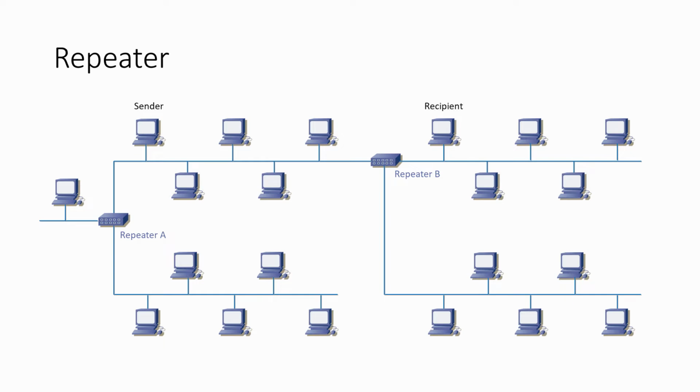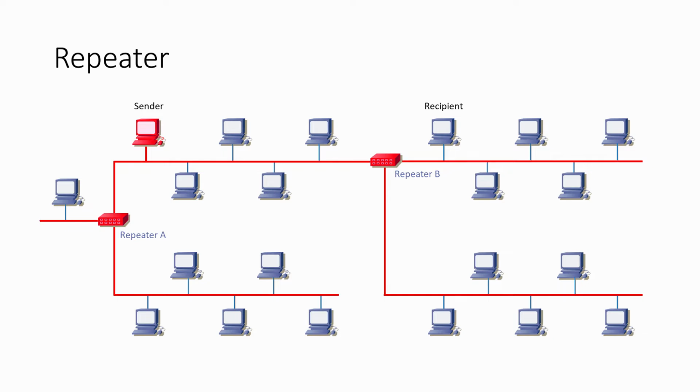When the sender broadcasts a packet, repeater A retransmits the packet onto 2 of the segments, and repeater B retransmits the packet on the other 2 segments. In no time at all, the packet has been propagated across the entire LAN. This means the recipient will get the message all right, but there'll be an awful lot of unnecessary traffic elsewhere.